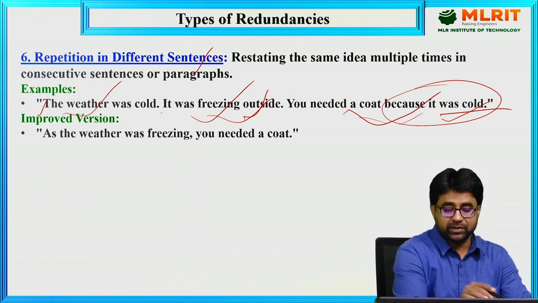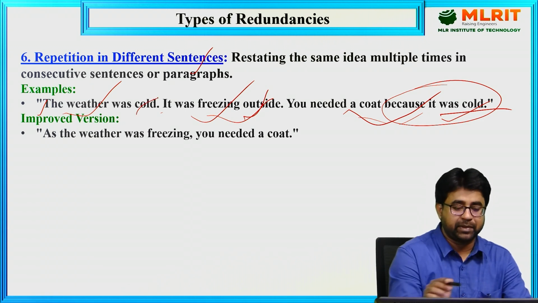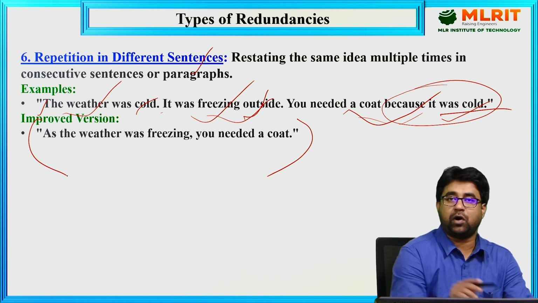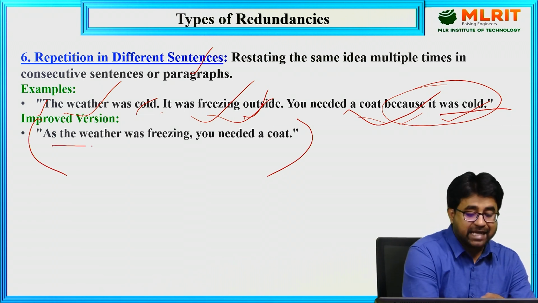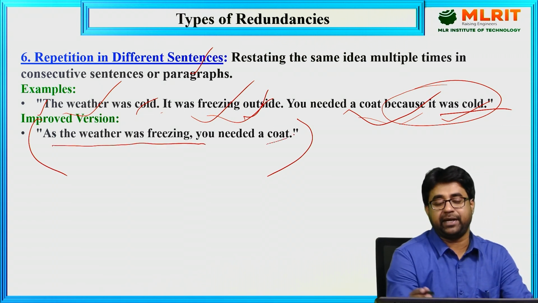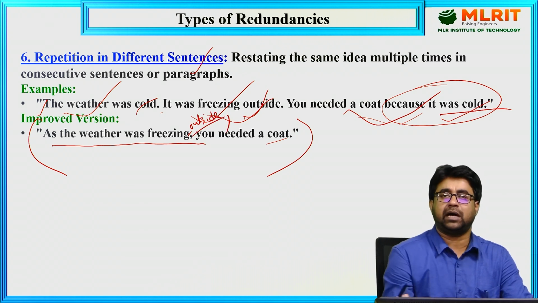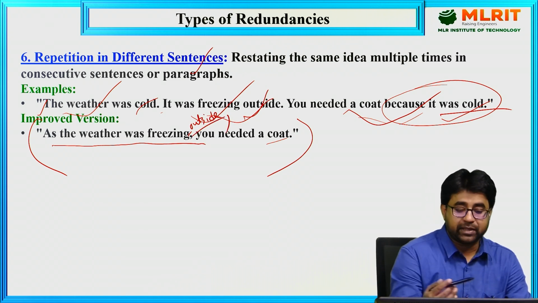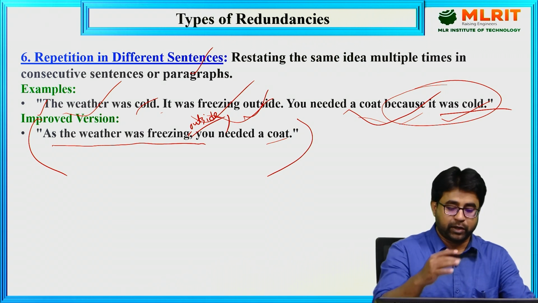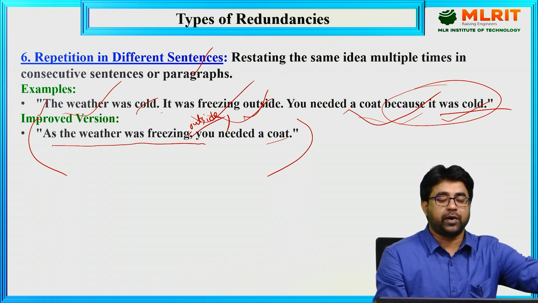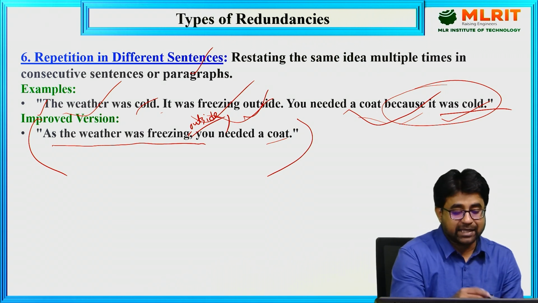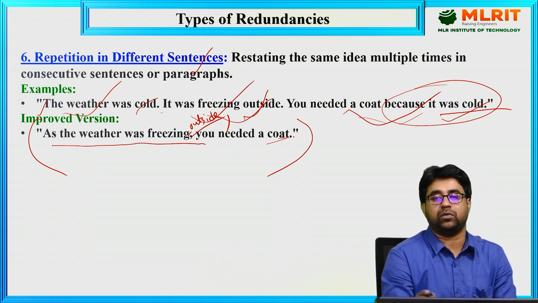Instead of using 3 different sentences and using these many words, you can make it very short and precise. How to do it? As the weather was freezing outside, you needed a coat. Here outside should be added. Or even if you don't use the word outside, that is also fine. As the weather was freezing, that means it's implied. When you are talking about weather, obviously you would be talking about the weather outside. So as the weather was freezing, you needed a coat. Fine.